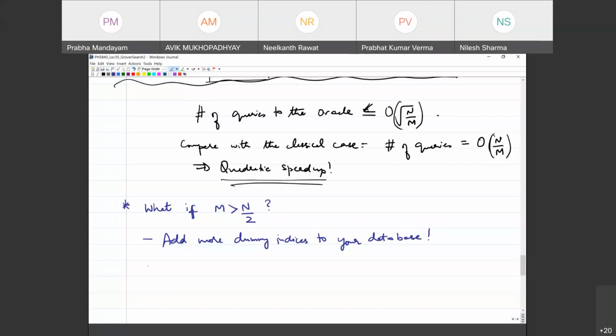And then you can, in some sense, double the number of search entries to your data. So that you now have m solutions, not in n entries, but in 2n entries. Okay, so then you're back to a situation. If you call this some n tilde, then you're back to a situation where m is less than or equal to n tilde by 2. And then all the previous arguments go through.